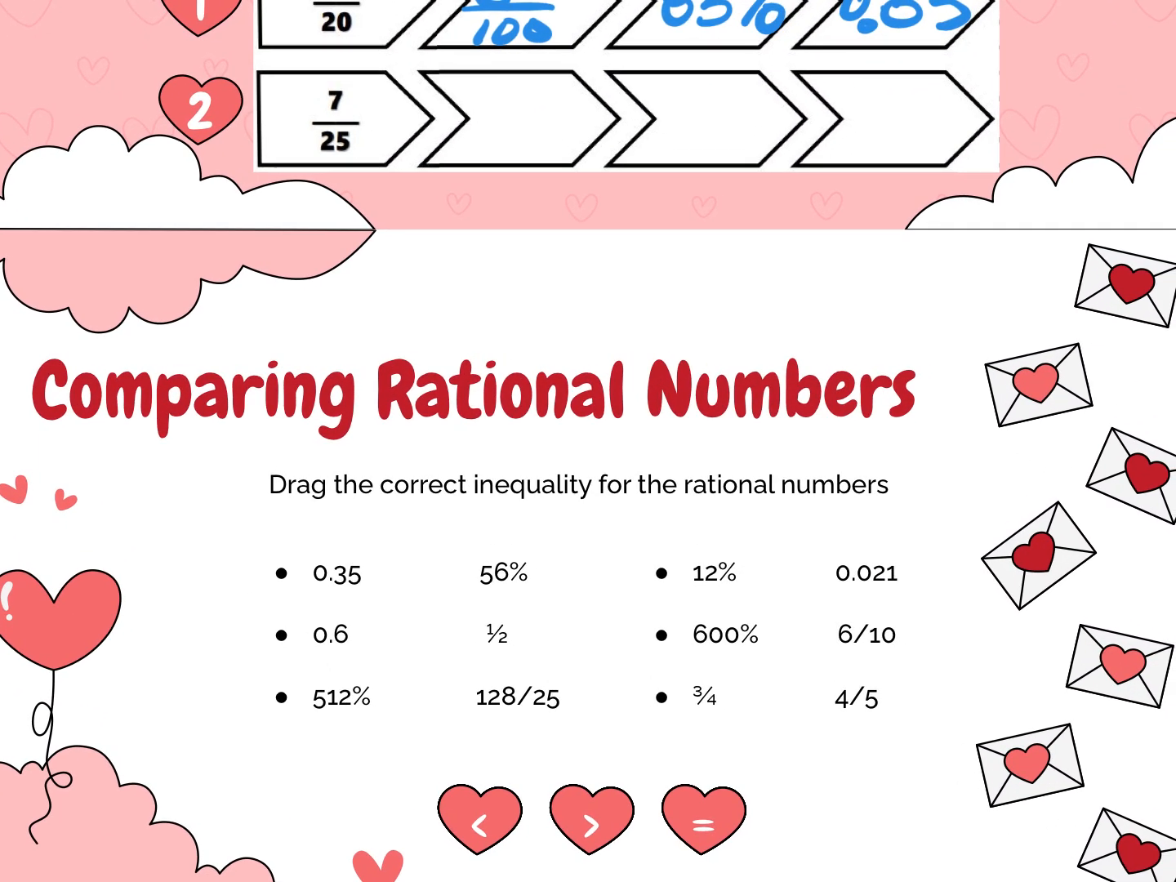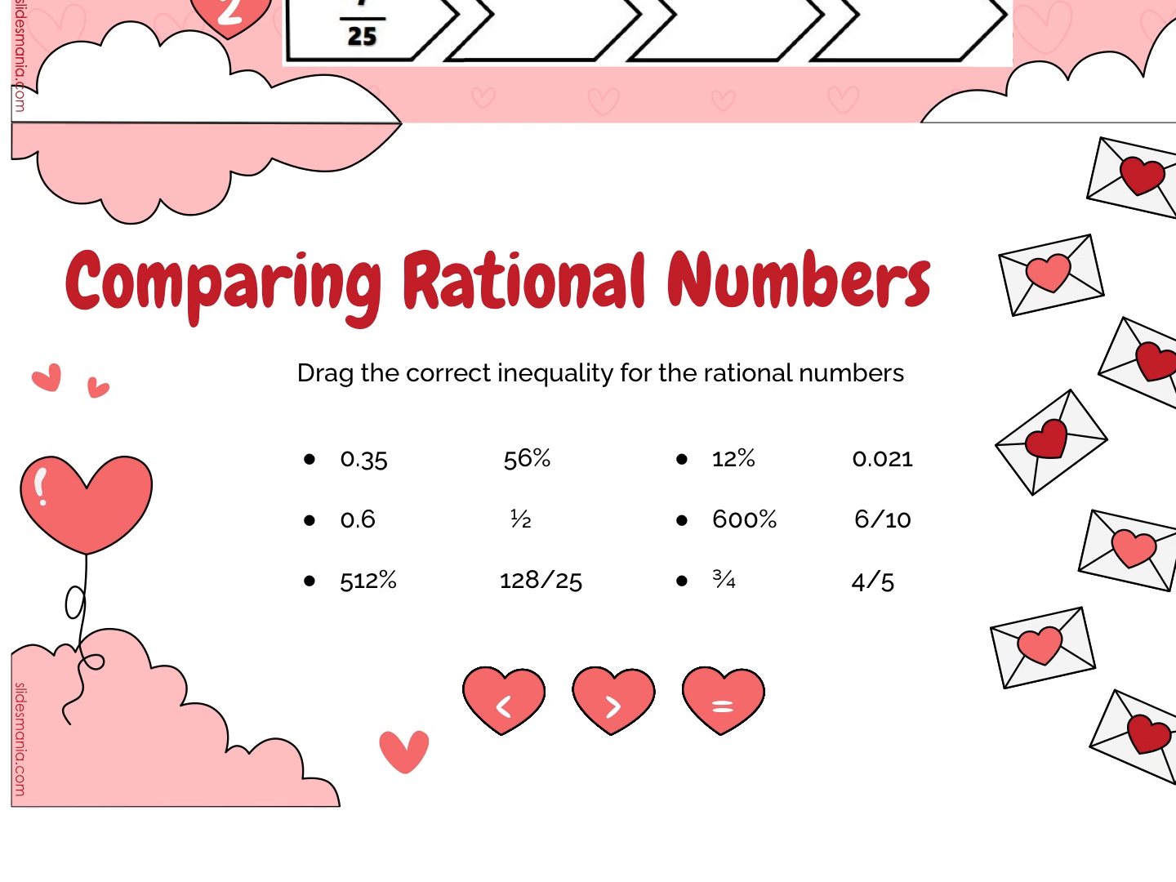So you should have finished that question number 2 on the previous slide. Now we're going to be talking about comparing rational numbers. Drag the correct inequality to the box for the rational numbers. So we're going to be comparing 2 things. So we have this one, this one, this one, this one, this one, this one. So there are 6 different problems on comparing the rational numbers.